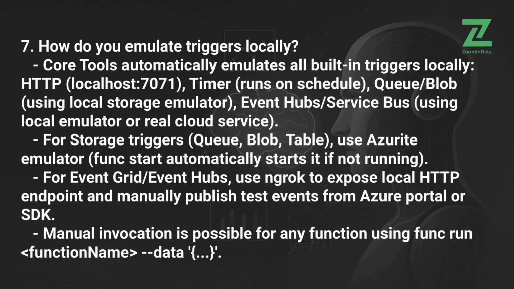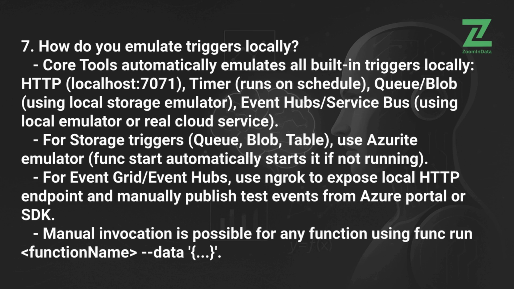7. How do you emulate triggers locally? Core Tools automatically emulates all built-in triggers locally. HTTP: localhost:7071. Timer: runs on schedule. Queue, blob: using local storage emulator. Event Hubs, Service Bus: using local emulator or real cloud service. For storage triggers, queue, blob, table, use Azurite emulator.